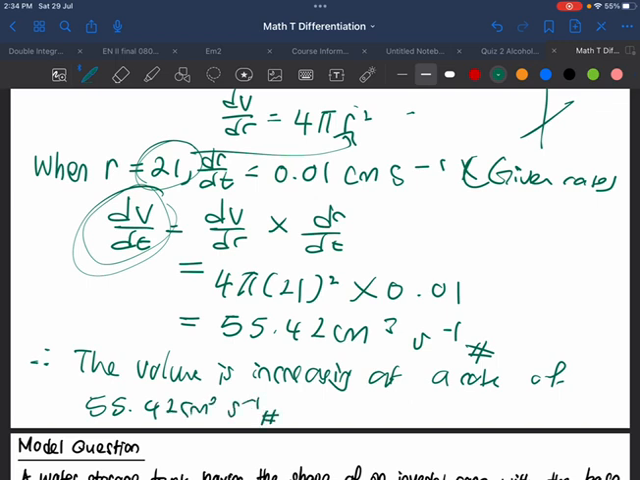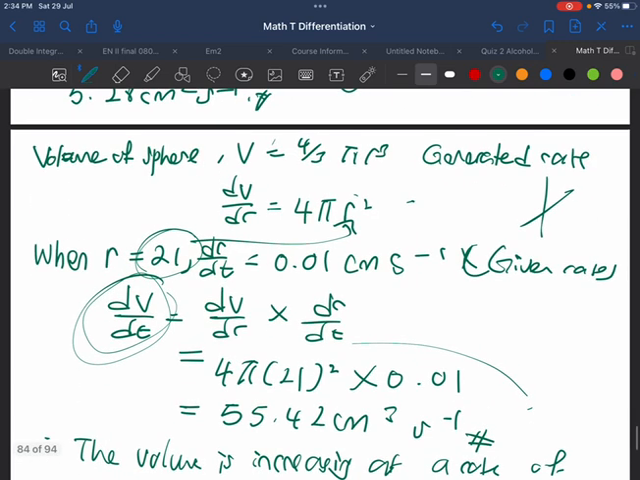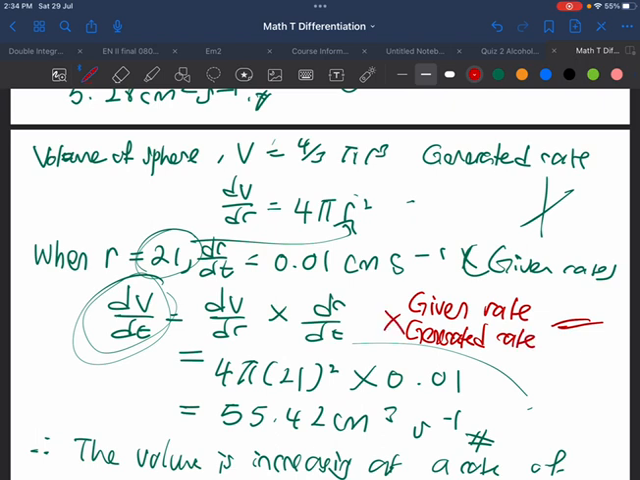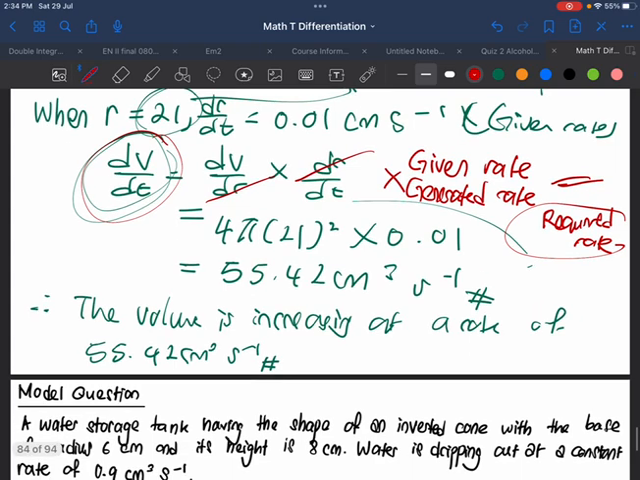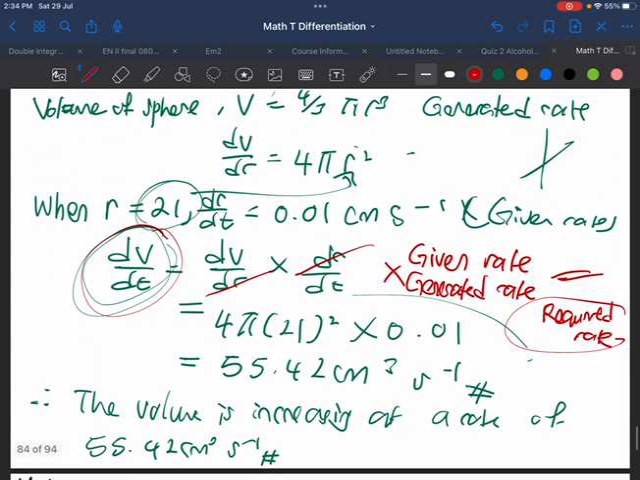So here is how we are going to deal with these questions. The question will give a rate. The given rate, you relate it with the generated rate. If you multiply them, you will see the chain rule cancelling out, and you will get dV/dt, the required rate, what is needed in the answer. So here is how we solve rate of change problems.